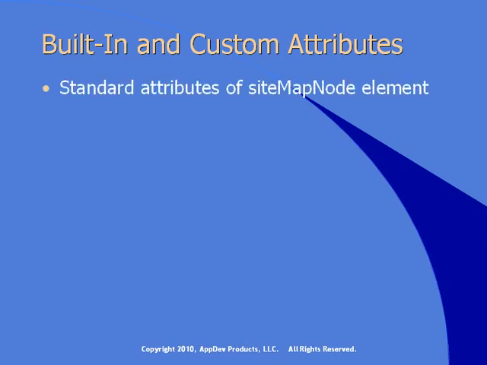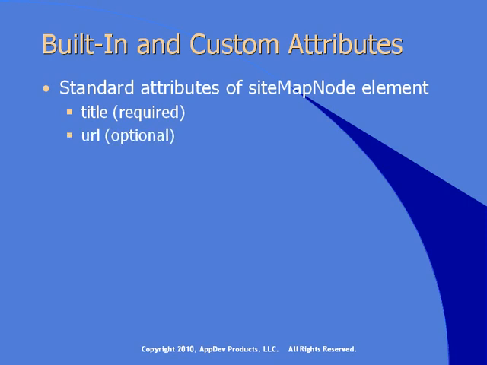The sitemap node element has 3 standard attributes. The title is required. This provides the default text that navigation controls display for the page. In other words, it's what the user is going to see within the controls as they navigate around your site.